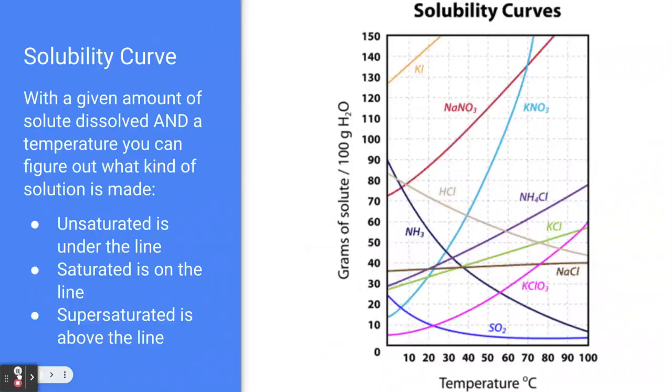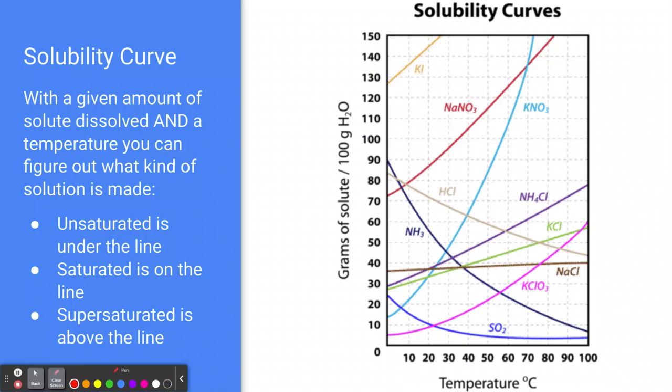So this is the solubility curve, and we can use the solubility curve to determine a few things. The first thing would be to figure out what kind of solution is made. Unsaturated would mean that it's under the line, saturated would mean that it's exactly on the line, and supersaturated would mean it's above the line.